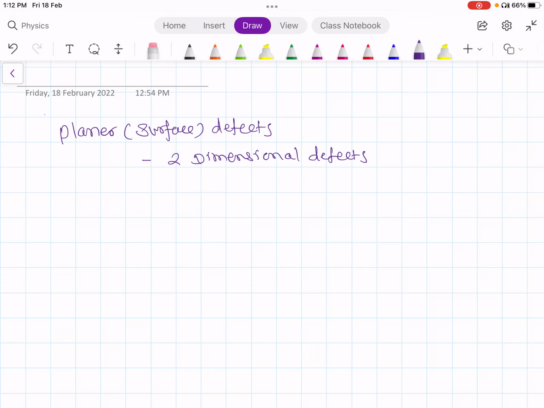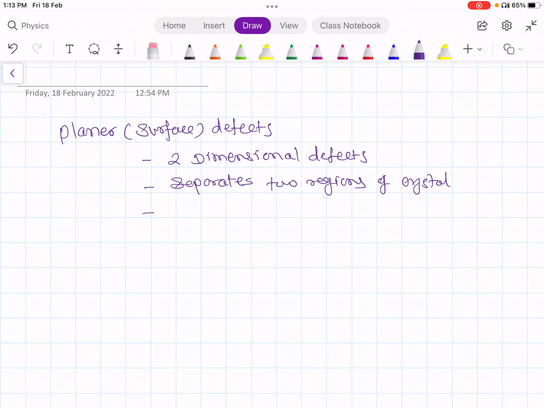The point defects are zero-dimensional. Then we studied line defects. Line defects are one-dimensional. Then this is the planar or surface defects, which is two-dimensional. These defects separate two regions of the crystals.